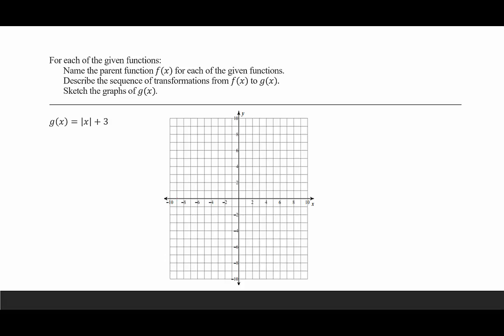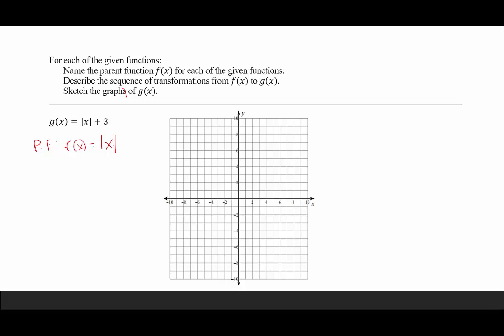Okay, so here we are. We're going to name the parent function f of x for the given function. We're going to describe the sequence of transformations to get from that parent function to the function that we're given, g, and then we're going to sketch the graph of g. Okay, so what was the parent function here? Well, the parent function would have been f of x is equal to the absolute value of x, because that's what we're dealing with in this video. So first part is done.